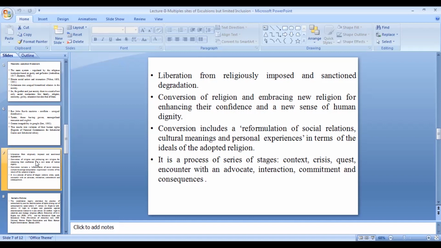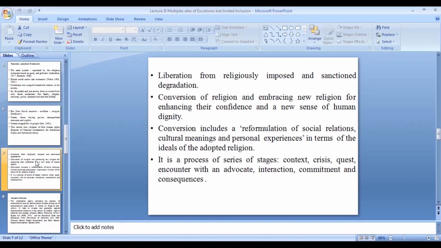Now, this process is not very simple, moving from one religion to another. They have to understand the new religion, adopt those new religious practices, understand the cultural meanings, and build up social relationships. And in that, the whole social fabric of yesterday is also present over there. That gives rise to a process of going through a series of stages.